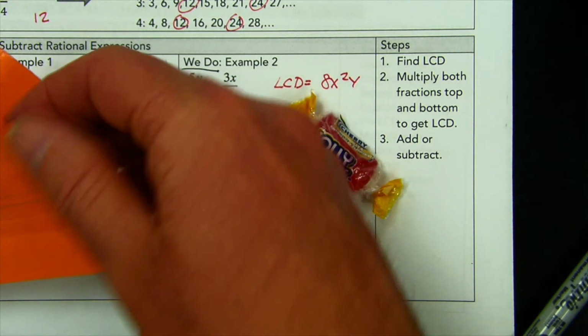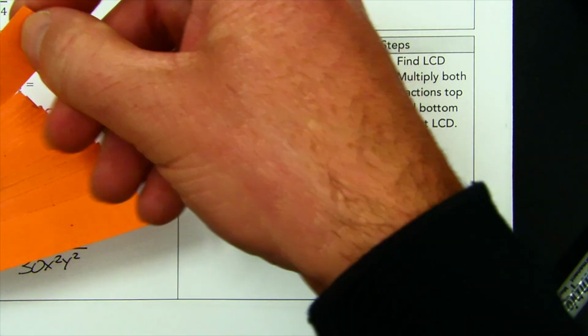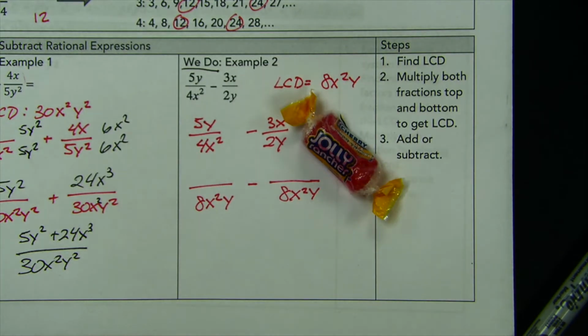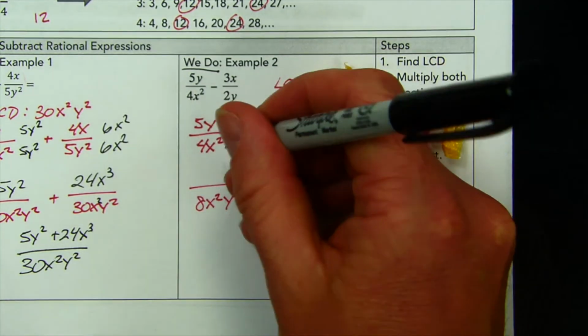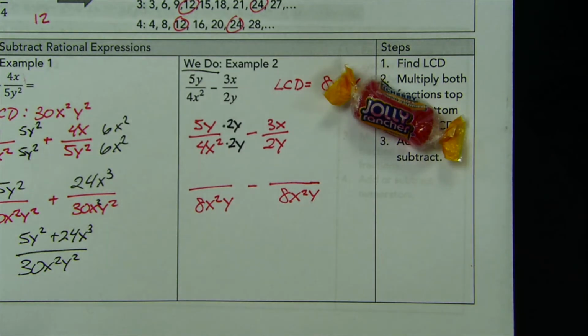All right. So let's see. What am I going to multiply top and bottom by? Barrett Stone, what is the answer? Did you say 2y? Correct. Wow, 2y is correct. Yep. Multiply top and bottom by 2y.